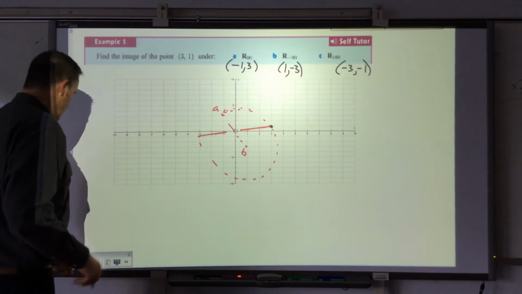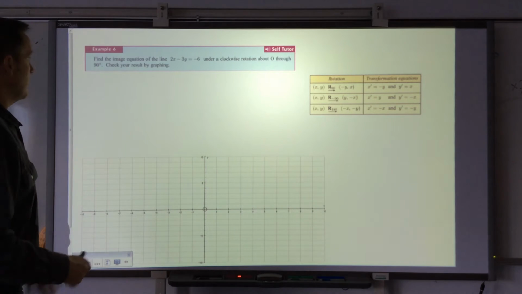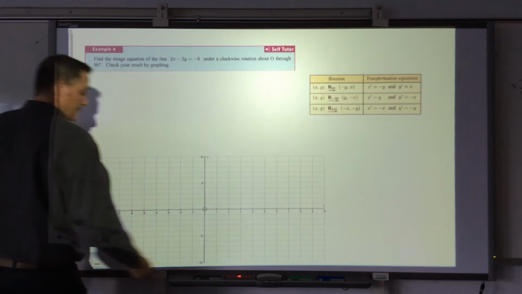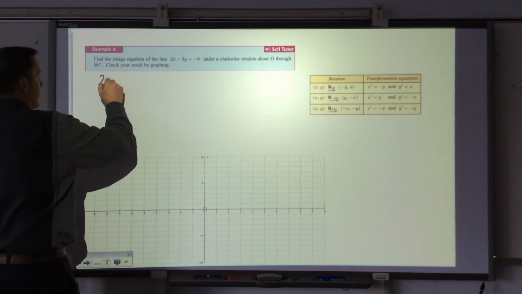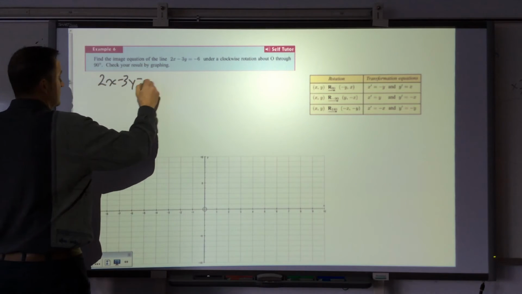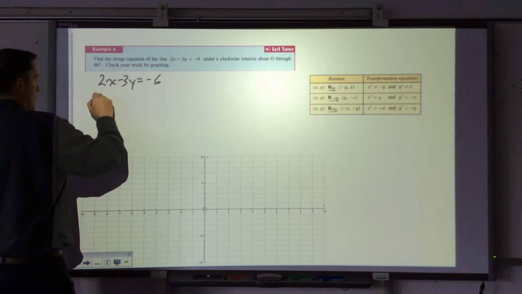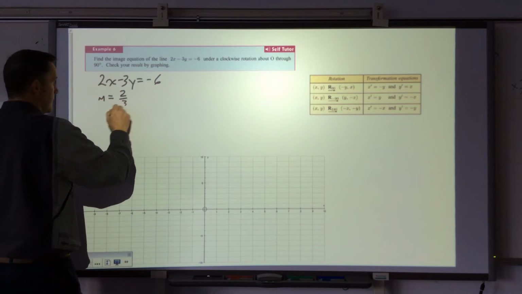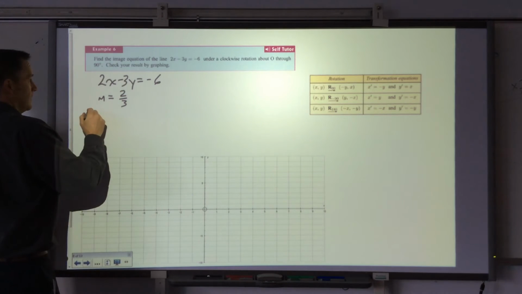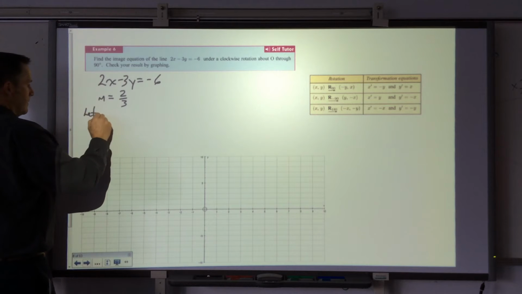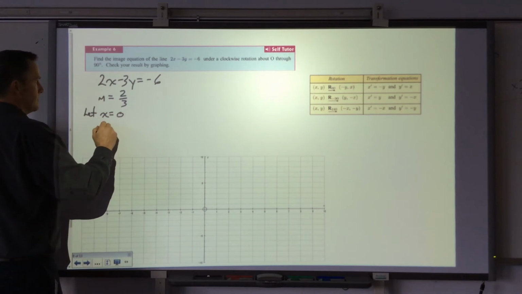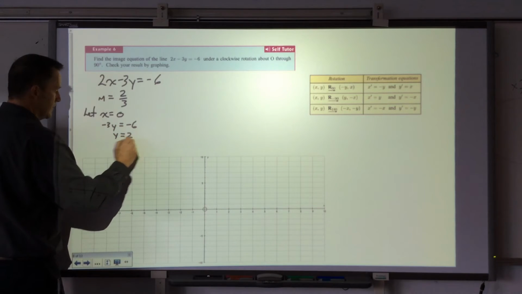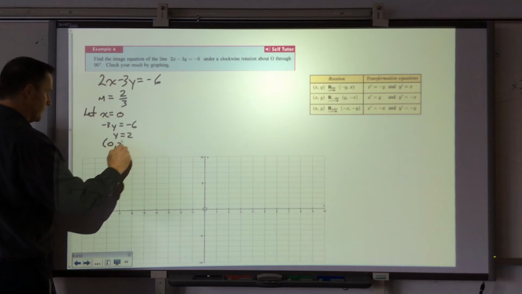And that's going to be rotations, and of course we have to go a little bit trickier and throw in finding the image equation of the line. So this is our original: 2x minus 3y equals negative 6. So the things I know: I have a slope of 2/3. And I'm going to let x equal 0 here. Then I'm going to have negative 3y equals negative 6, y equals 2. So I'm going to have a point (0, 2) to plot.